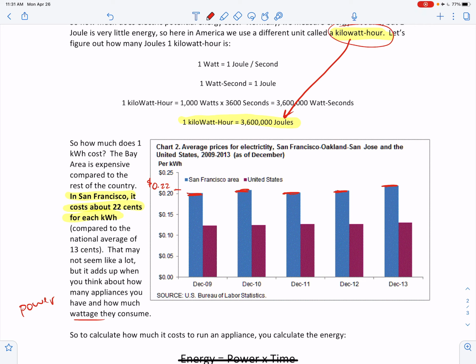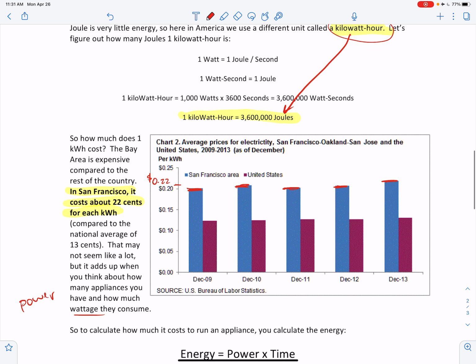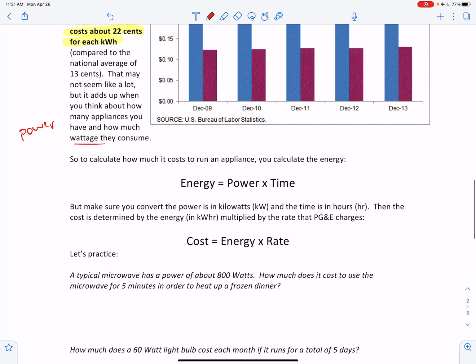All right, so hold that number in your head, around 22 cents for each kilowatt hour of energy that you buy from PG&E. So what we're going to do next is run some calculations and figure out how much it costs to run an appliance for a day or a month or a year. And this is how you would do it.